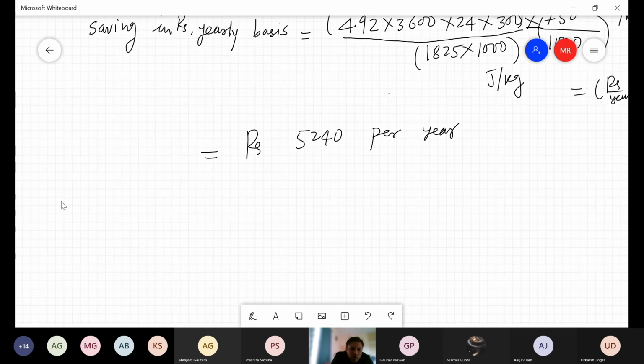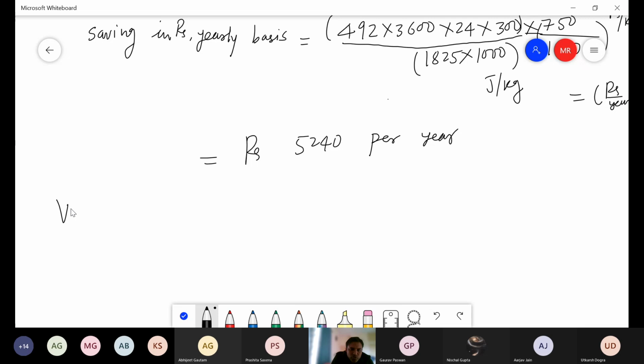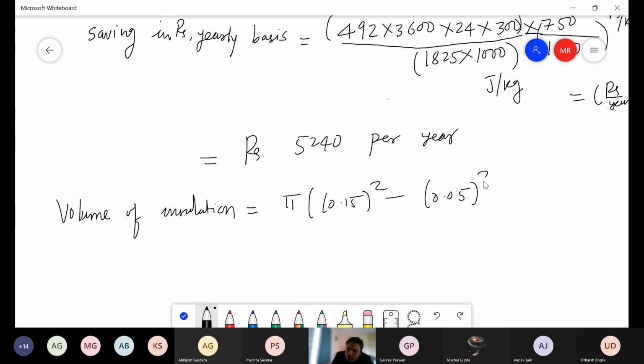Now, what is the volume of the insulation? In this case, the volume of insulation is 0.15 square minus 0.05 square, into length, isn't it? Into length. The length is just 1. So this comes out to be 0.0628 meter cube. This is the volume.